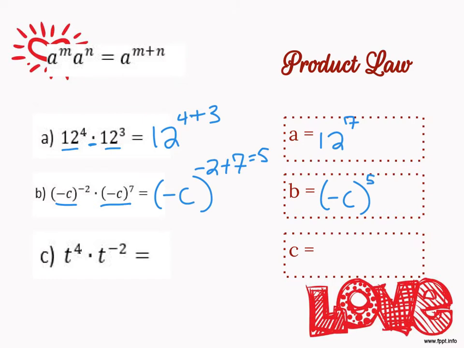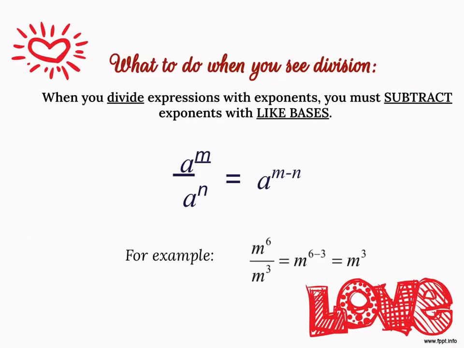And last one here, we have t. So same base, so keep your base and add your exponents. 4 plus negative 2 is positive 2. So therefore, we have t raised to the 2nd power. Again, that is the product law. Go ahead and take a look at the quotient law.